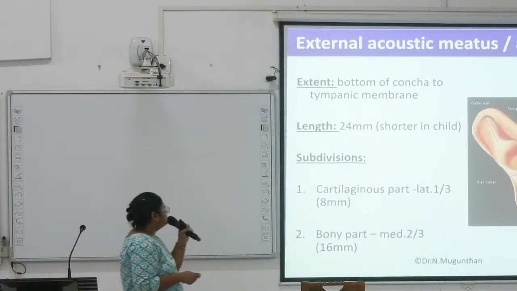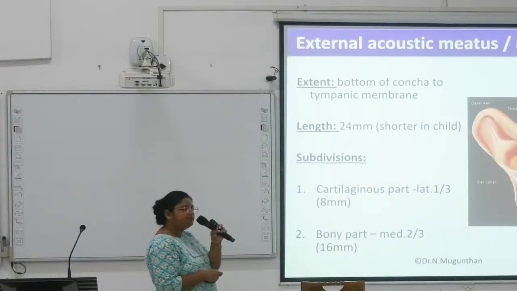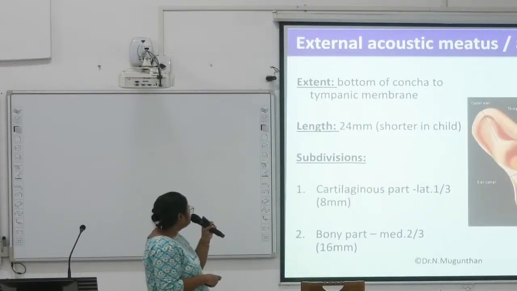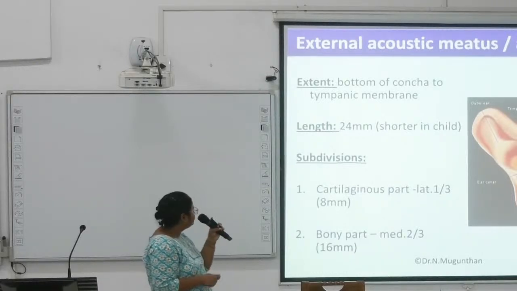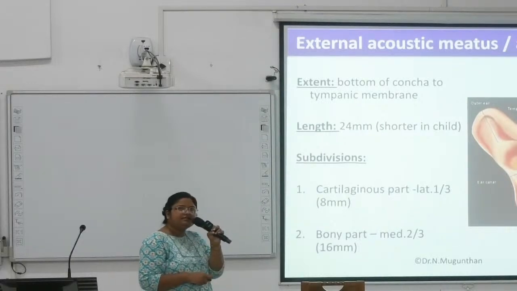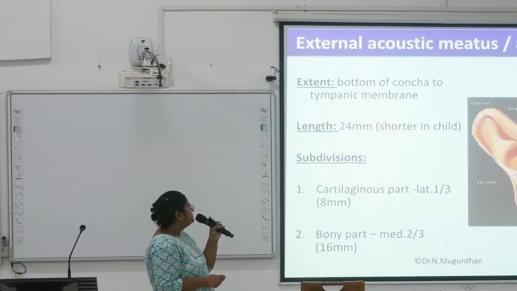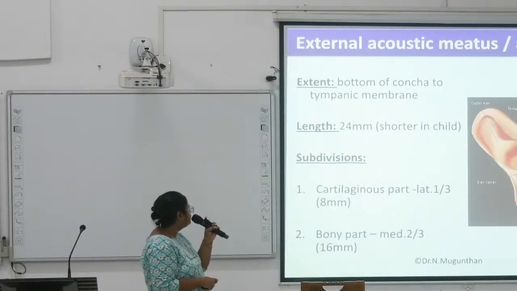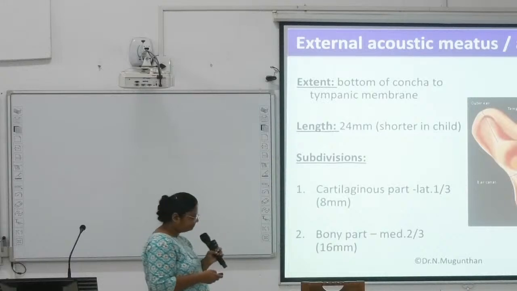Cartilaginous part is formed by lateral 1/3. It is almost 8 millimeter, and bony part is formed by medial 2/3. It is about 16 millimeter. So these are the two different parts of the external acoustic meatus. Lateral 1/3 is cartilaginous and medial 2/3 is bony, that is 16 millimeter in length. Okay.